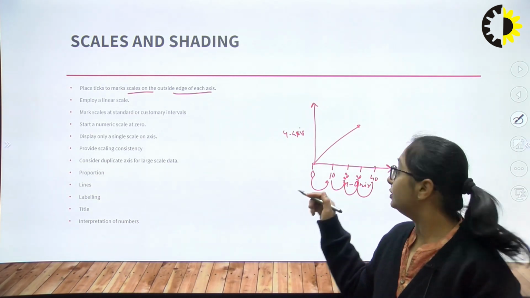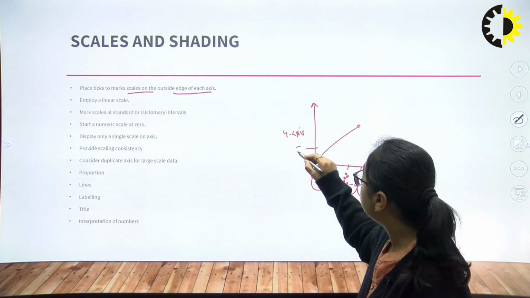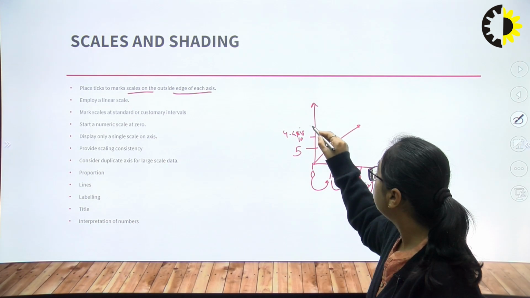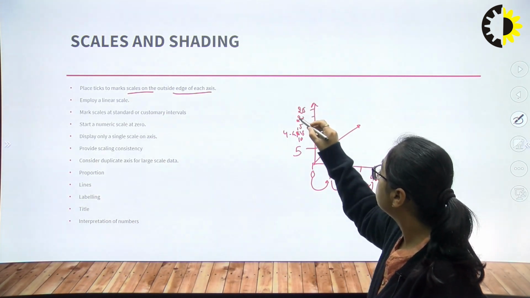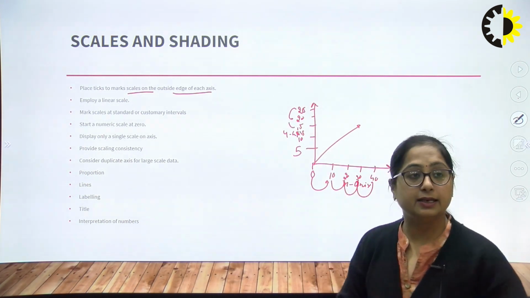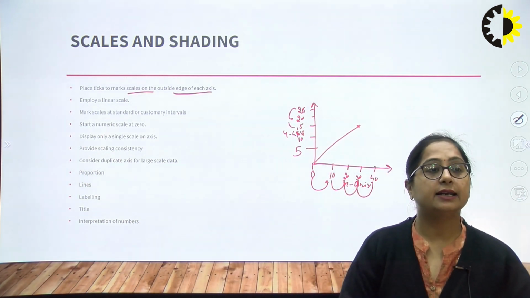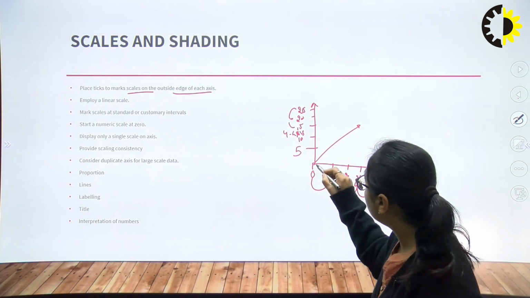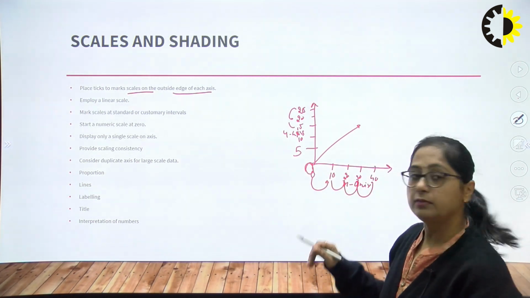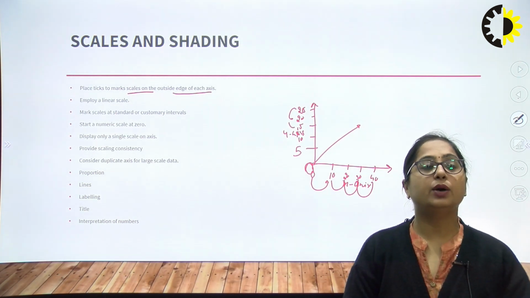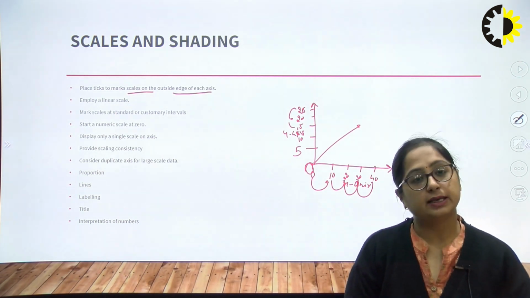Okay, so similarly, suppose here the scaling is 5, 10, 15, 20 and 25. The scaling should be consistent in nature. Okay, and start the numeric scale at 0. So always we have to start here at 0. Okay, and then display only a single scale on an axis.